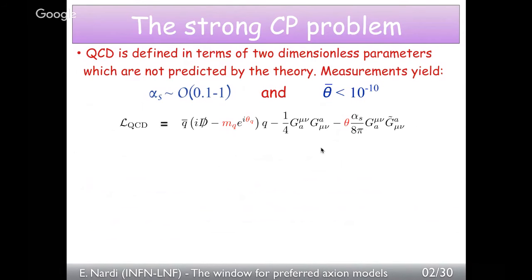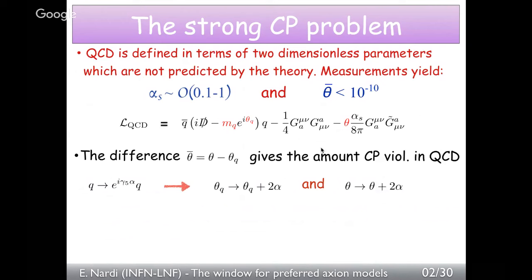Now, these are not two independent sources, because you can perform a chiral rotation on the mass term to make the mass real, and since the transformation is anomalous, and the anomaly has precisely this structure, modulo a factor of two, you will have a shift of theta into theta plus two alpha if you kill this phase with an alpha transformation. The other option is that you make this term disappear by putting everything inside a complex mass. The relevant point is that just the difference between theta and theta q is the physical quantity. So there is just one physical parameter that violates CP.